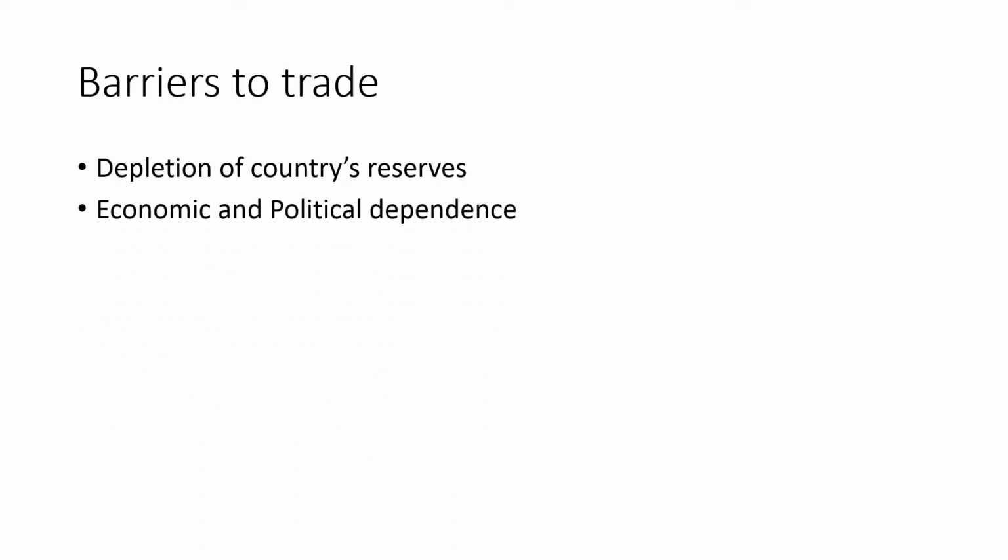Second, economic and political dependence. International trade may cause economic and political dependence between countries. This could prove disastrous, especially if the political relationship between the trading partners falls apart.